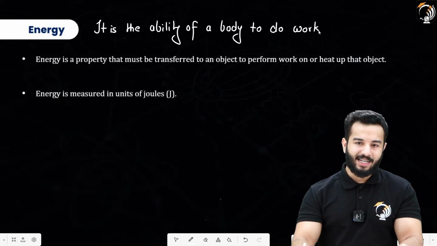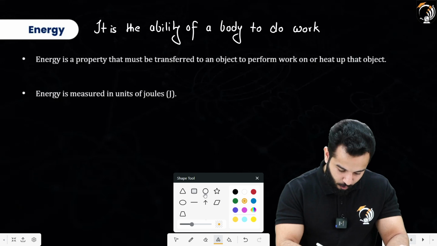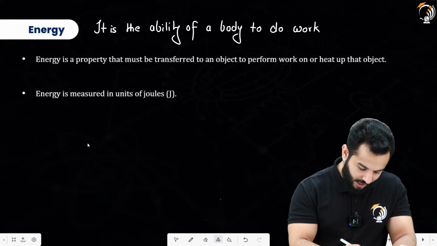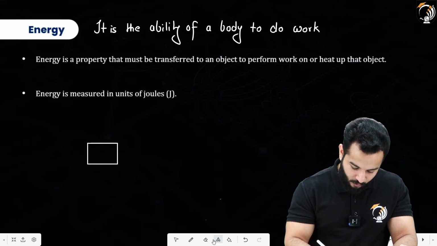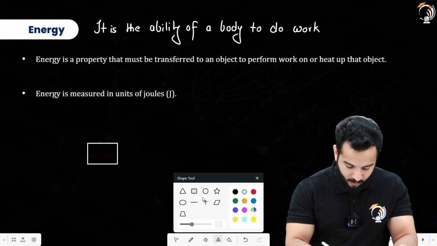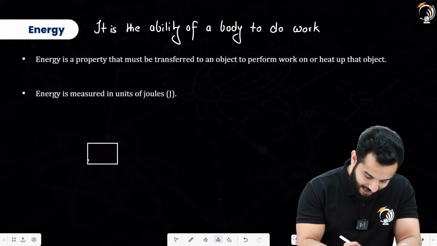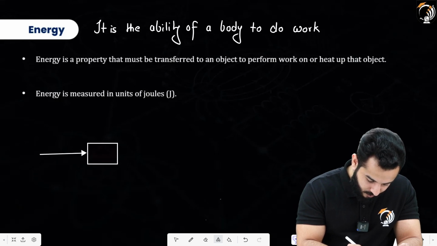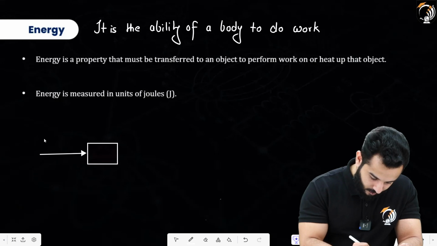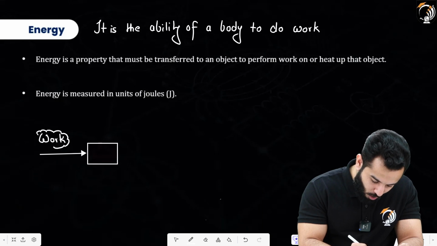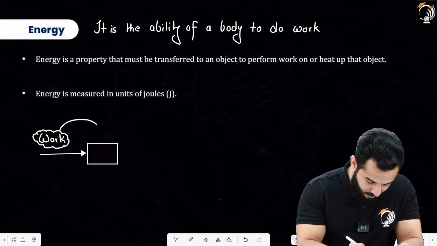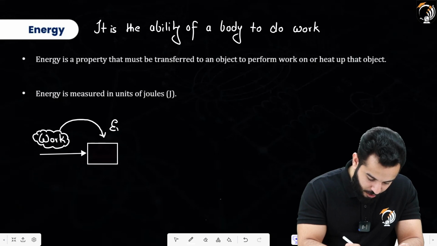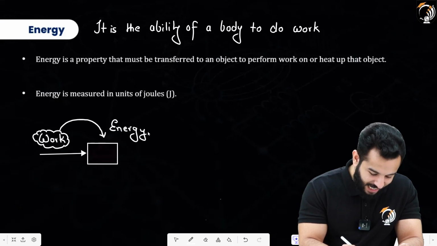Now I'm going to explain it in simple terms. Let's suppose that we have got a body something like this, right? And let's suppose that a force has done some work on it. Now this work will be stored in the body or the system in the form of energy. Now that energy can be anything.